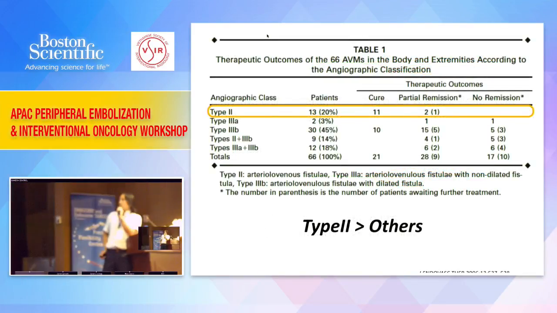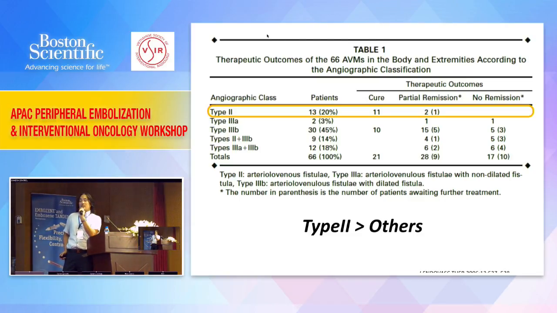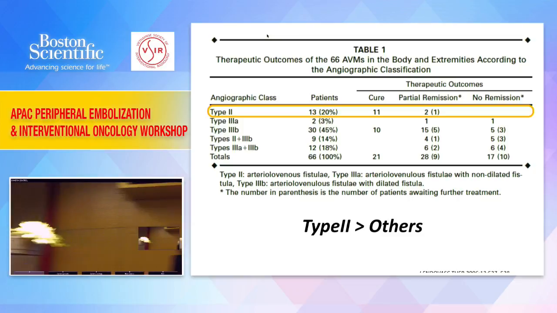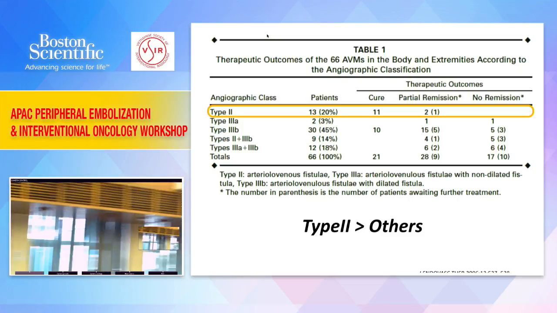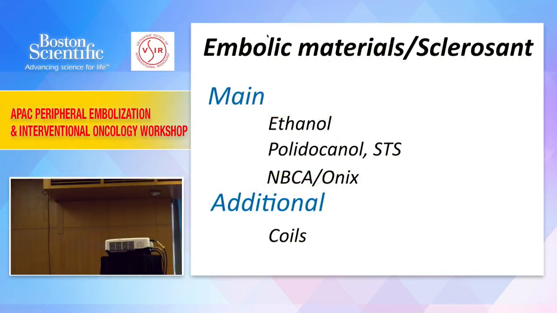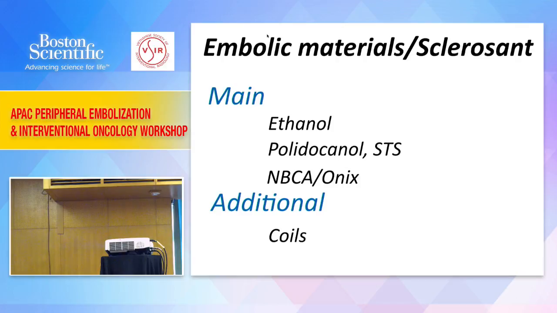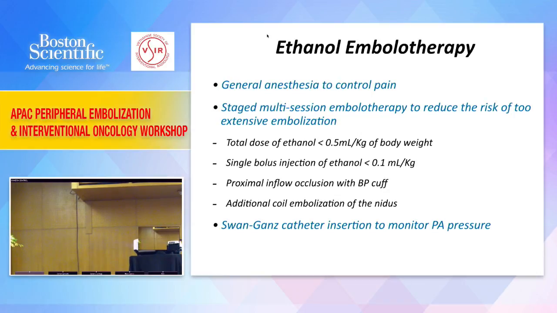And this is the therapeutic outcome of the AVM according to this Schobinger classification. Type 2 has a better result because it's a little easier to treat. And then next I will talk about embolic material and sclerosant. Usually we use alcohol, ethanol, and sometimes coils and glue. And ethanol is a very essential sclerosant for the treatment of AVMs.